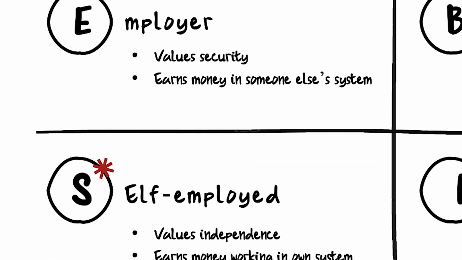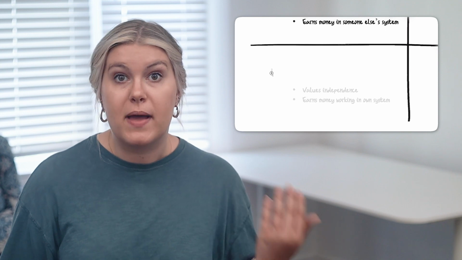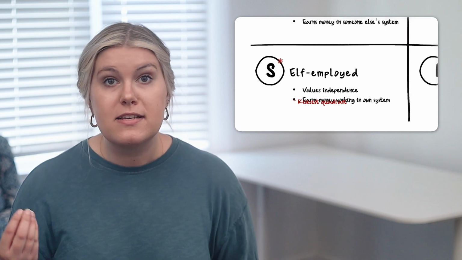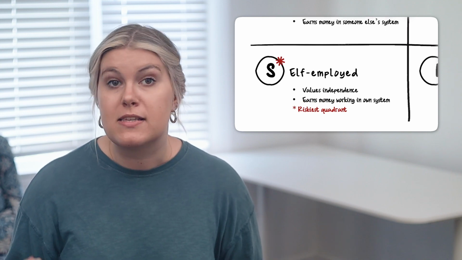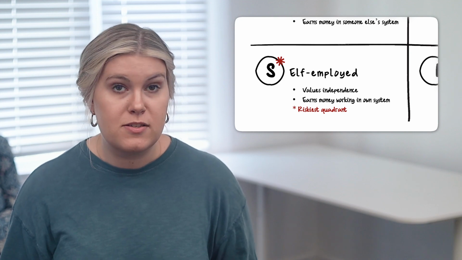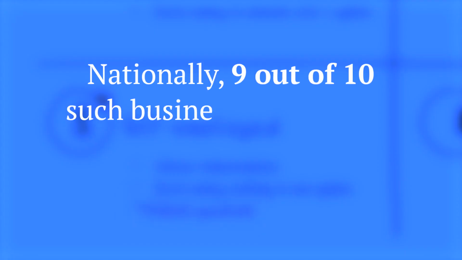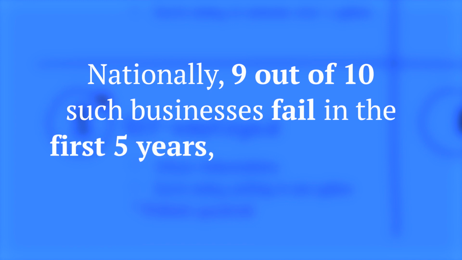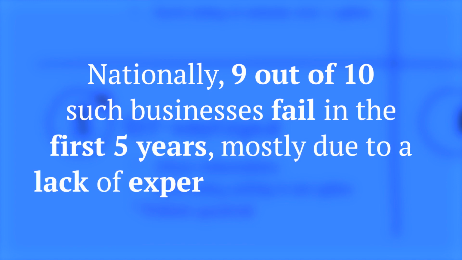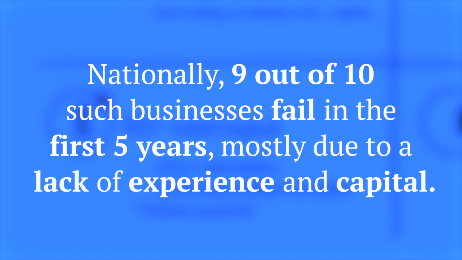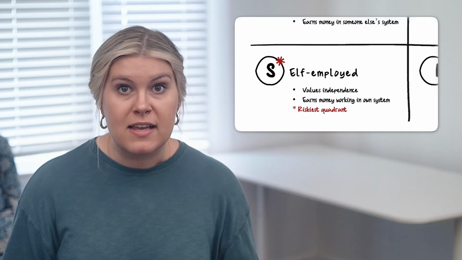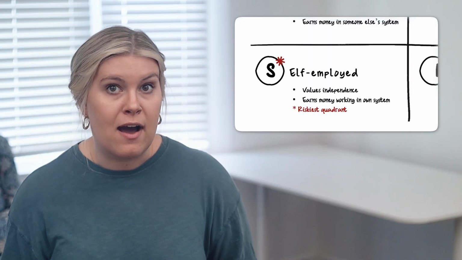The self-employed person, or the S-quadrant, does not want their income to be dependent on other people. They essentially own their job and are likely a hardcore perfectionist who values independence and expertise. This is the riskiest quadrant. Nationally, 9 out of 10 such businesses fail in the first 5 years, mostly due to a lack of experience and capital.